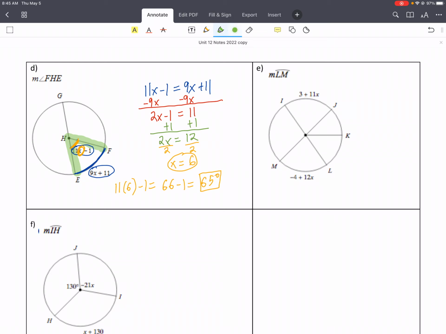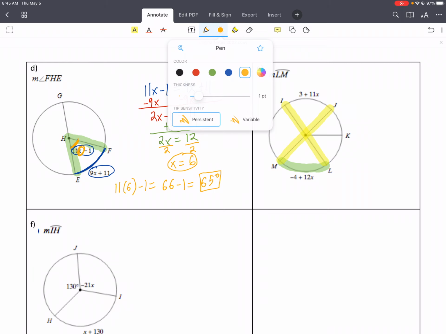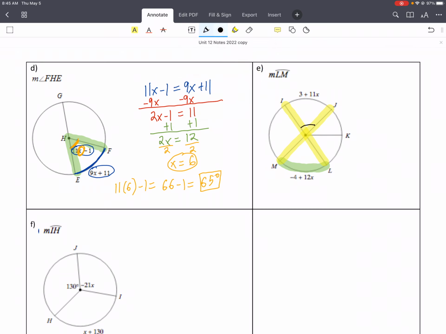For the next one, we're going to have to remember back to our different types of angles to help us with this one. We want to find the measure of arc ML. So to do that, we know that ML is made by these two lines right here, and those two lines make these angles. But what type of angles are those? Those are vertical angles.